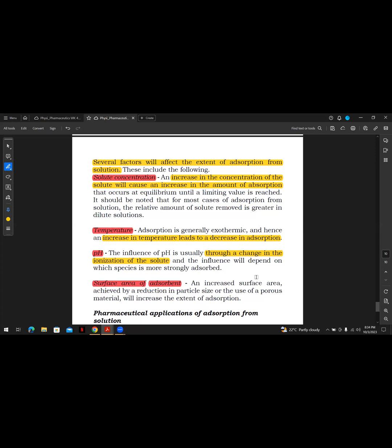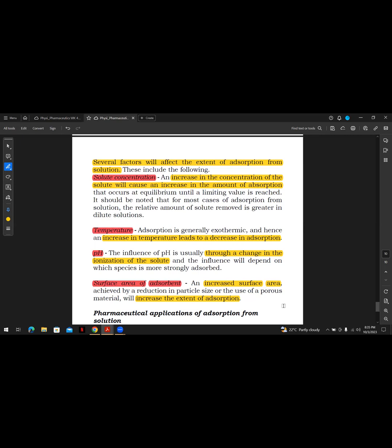So the surface area of the absorbent: an increased surface area achieved by a reduction in particle size will increase the extent of absorption. This makes sense when you think about powders. When you reduce the particle size of the powders, or make it more compact, you increase the surface area and reduce the size, so it makes the powder more likely to be absorbed in water or liquid, if I remember correctly from what Calvin was teaching us.